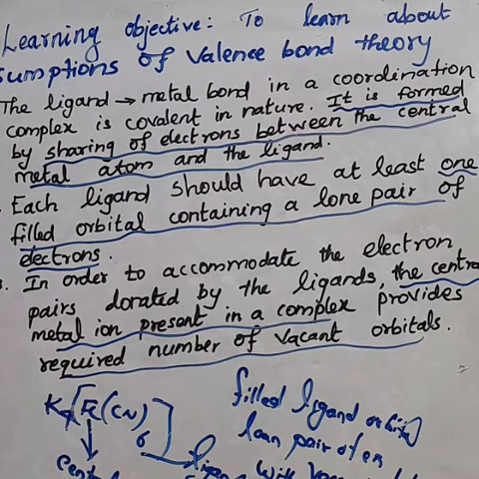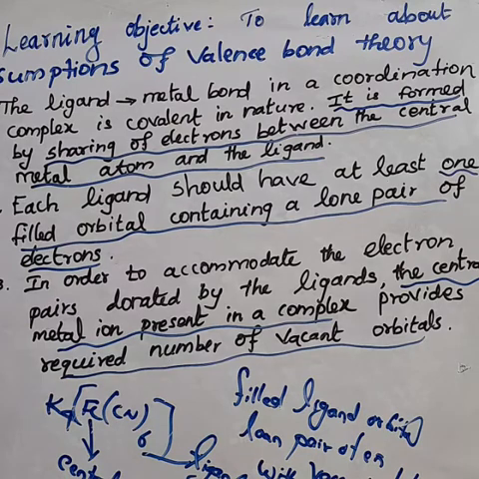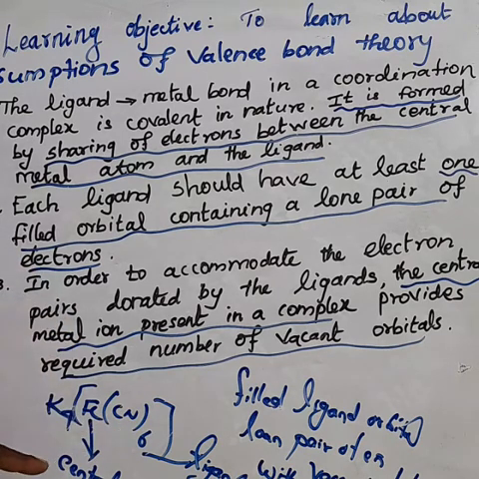Can you tell me the first assumption? What is the first assumption? It is formed by the sharing of electrons between the central metal atom and the ligand.